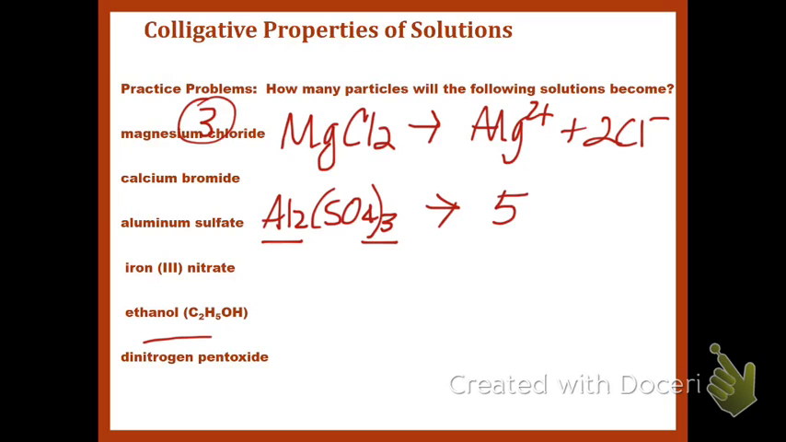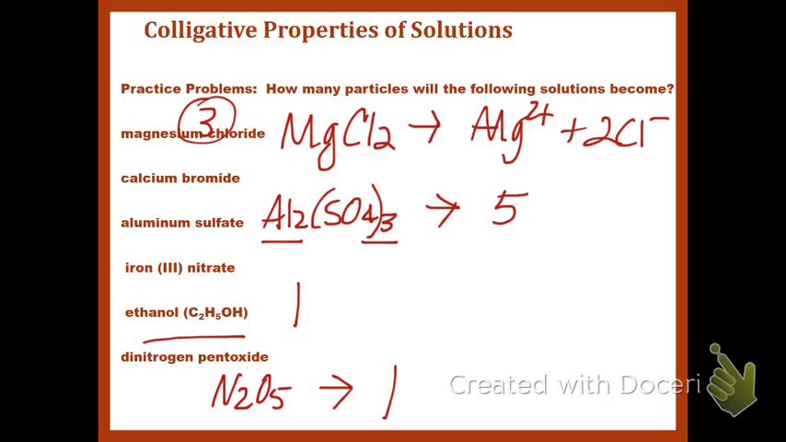How about this one right here, ethanol, C2H5OH? How many particles would you get there? Nope, you would get 1. It's an organic molecule because of the carbon and hydrogen. Okay? So you'd only get 1 particle with that. What about dinitrogen pentoxide? How many particles would you get there? Also only 1. It's covalent, 2 nonmetals. Remember, covalent compounds give you only 1 particle. They do not break apart. So that would only give you 1 particle.